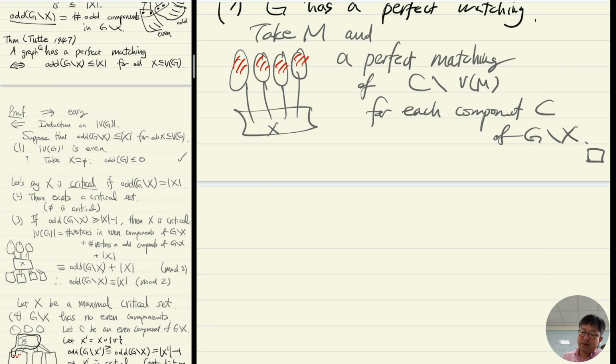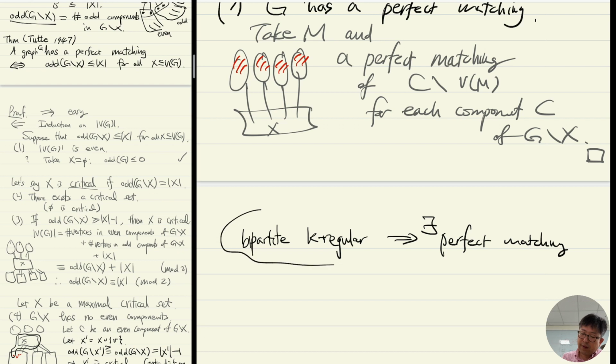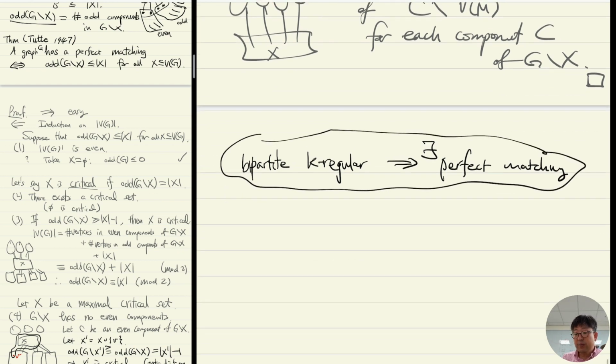All right. So remember we had this corollary from Hall's theorem, that a bipartite k-regular graph must have a perfect matching. Can you say something similar? We're going to say an analogous thing for regular graphs, but in general this is not true. So what happens? I mean, do we need the bipartite condition?